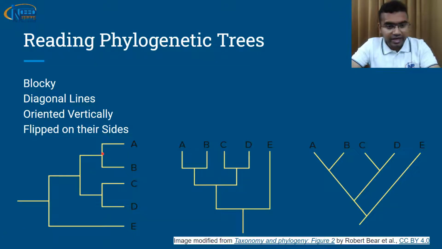You can see that the branch for A and B is getting split over here. Branch for A and B is getting split over here. In the third diagram, the branch is getting split over here. It doesn't matter what the shape of the tree is, but how the branches are getting split actually shows the relatedness, or how the species are related to each other.